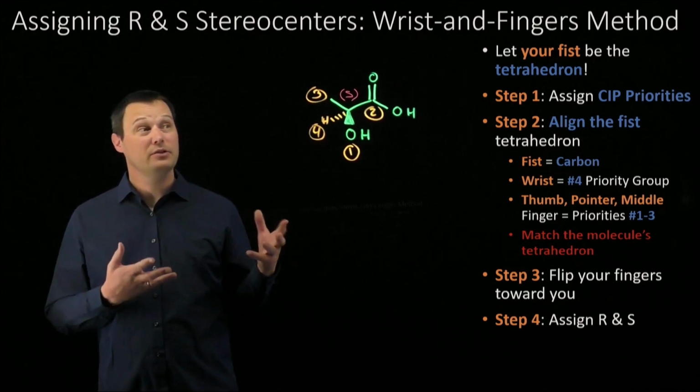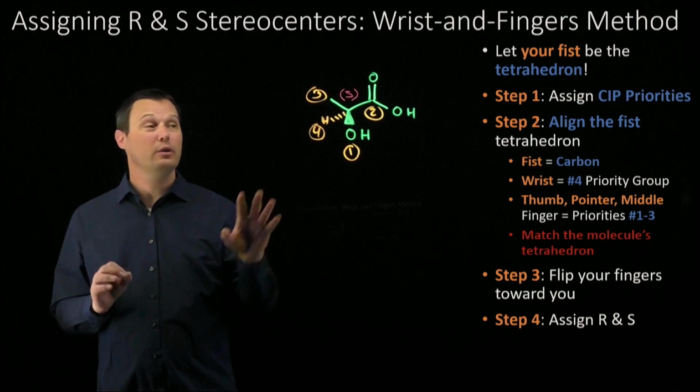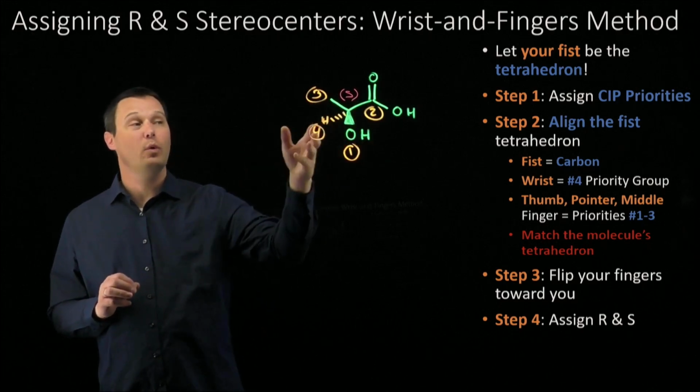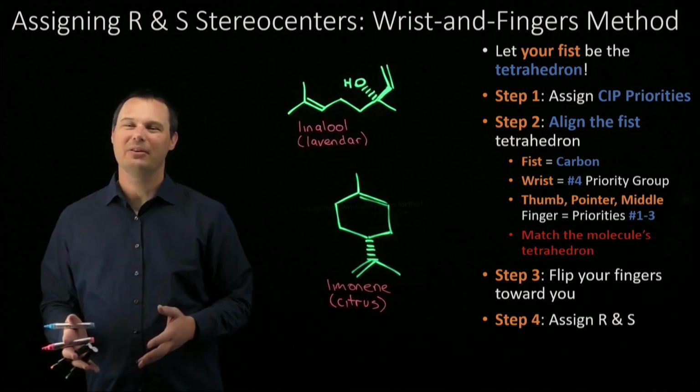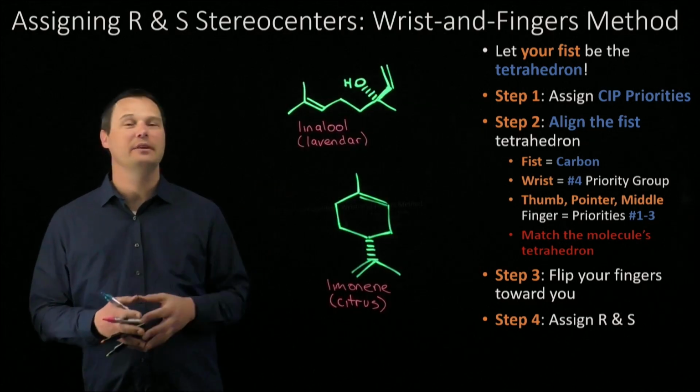The reason this method is so useful is it's designed to work no matter where the number 4 group is: wedge, dash, or in the plane. Let's do a few more examples to make sure we understand. Here are 2 new models to test out the wrist and fingers method.